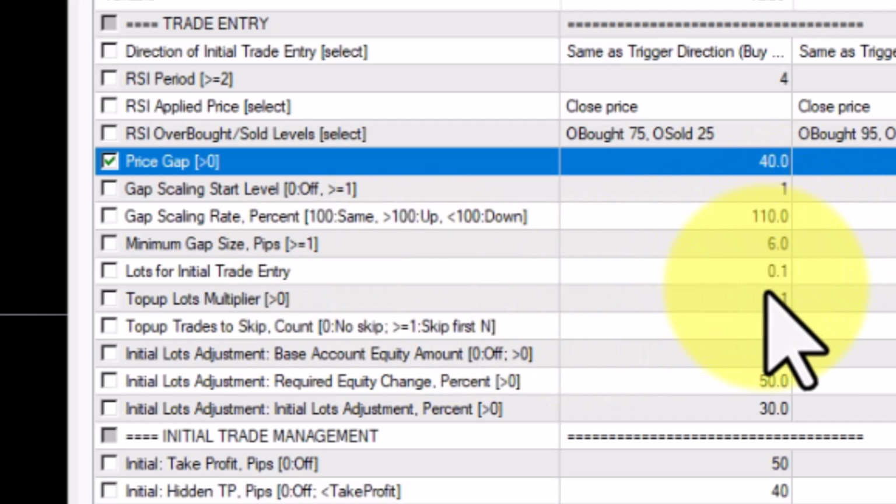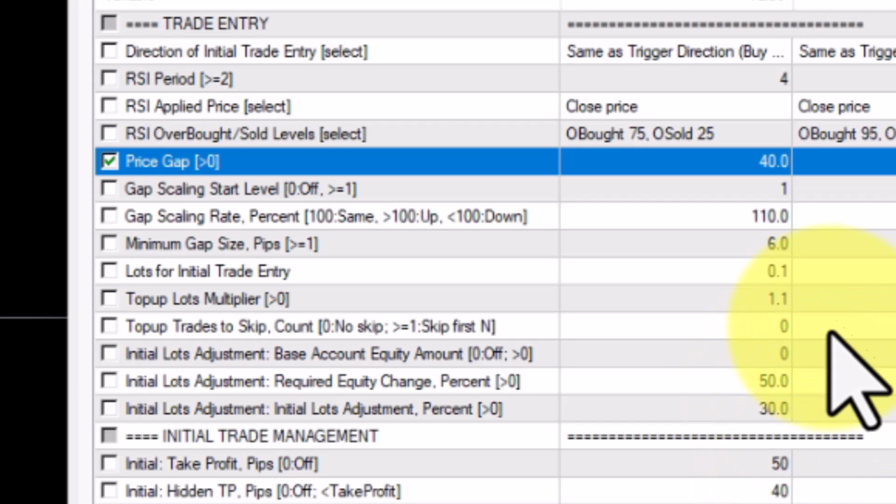The initial lot size is 0.1, and that's a suitable lot size for showing you this process. The multiplier will be 1.1, which is a 10% increase in lot sizing. So when you use 0.1 lots, the pip value will be about $1. For yens, it's slightly different, but we can work on $1. And why that's important is that when we look at the take profit, we want to have a reasonable take profit in pips or in dollars.